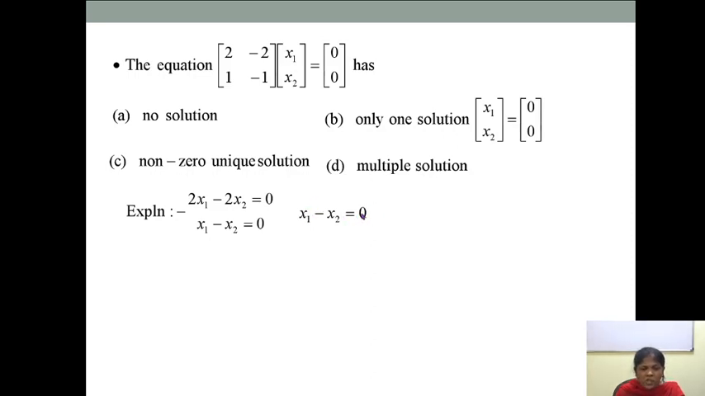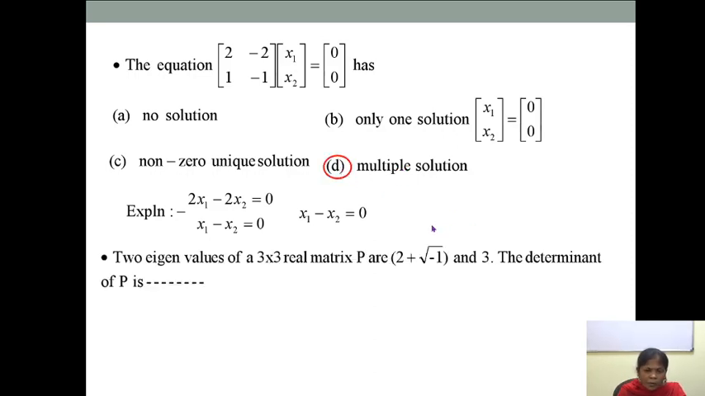Whenever such cases arise, the nature of the solution is always an infinite solution. So look for which option mentions the infinite solution. I think that is option D. Instead of infinite solution, it mentions multiple solution. So we can use multiple solution in place of the word infinite. Okay, so option D is the correct one.